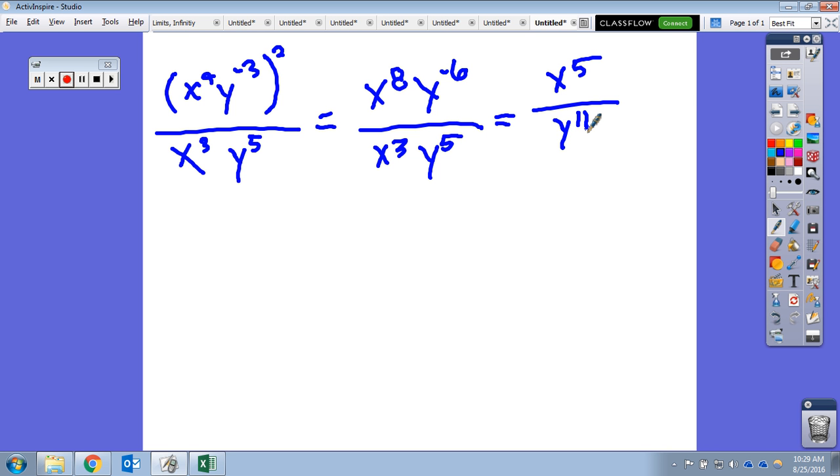Anyone have any questions? All right, very good. Would it be okay to use the form x to the 5th, y to the negative 11th? You could, but typically we don't write answers with negative exponents. Either way, it's probably good.